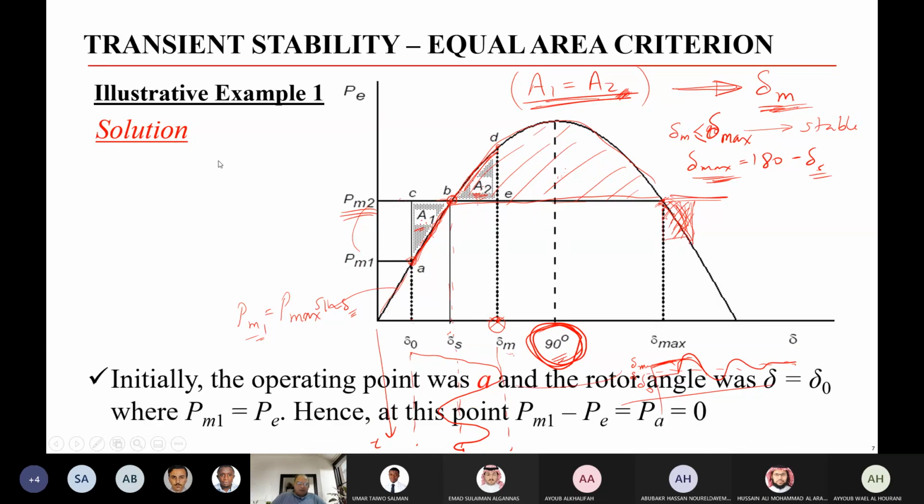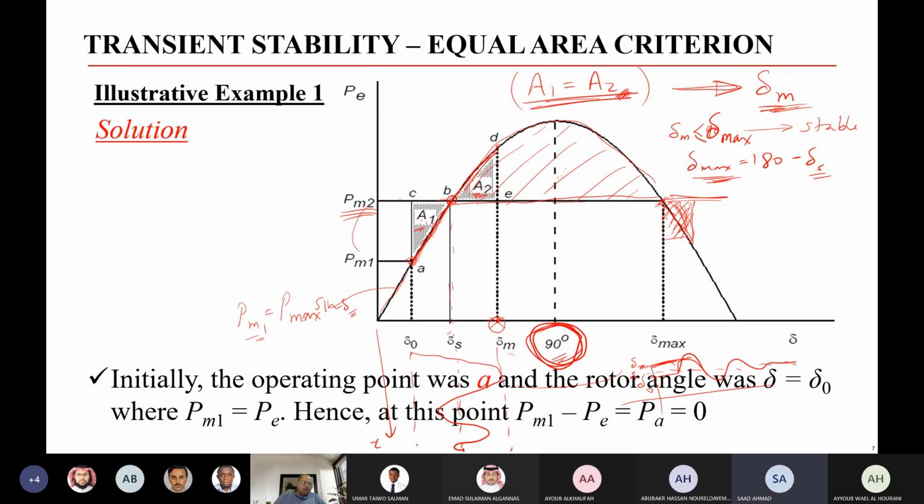Okay. So Saad Ahmed. Yes, Doctor. Doctor, can you please explain in which case will both the areas not be equal?